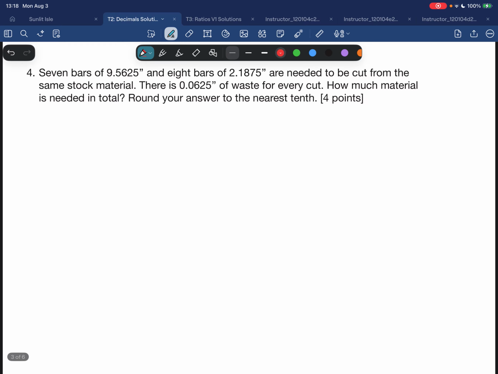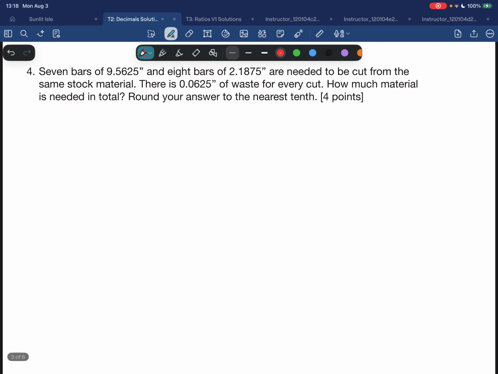Question 4: 7 bars of that many inches and 8 bars of that many inches in length are needed to be cut from the same stock material. There is 0.0625 inches of waste for every cut. How much material is needed in total? Round your answer to the nearest tenth. Okay, great.